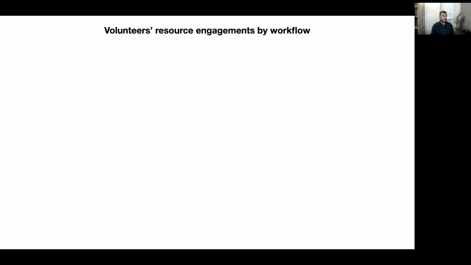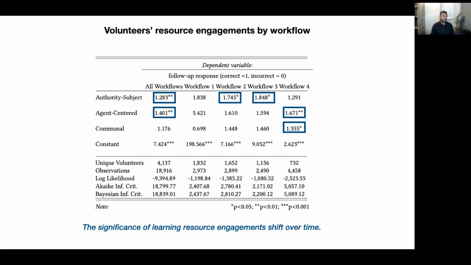And so using a mixed effects logistic regression, which in this case models the probability of misclassifying or correctly classifying a glitch, the models produced these outcomes. So for all workflows, authority subject and agent-centered resource engagements were significant. In workflow 1, there were no engagements that were significant. For workflow 2 and 3, authority subject engagements were significant. And for workflow 4, we see a shift towards more agent-centered and communal engagements. So the summary here is that the significance of learning resource engagements shifts over time.